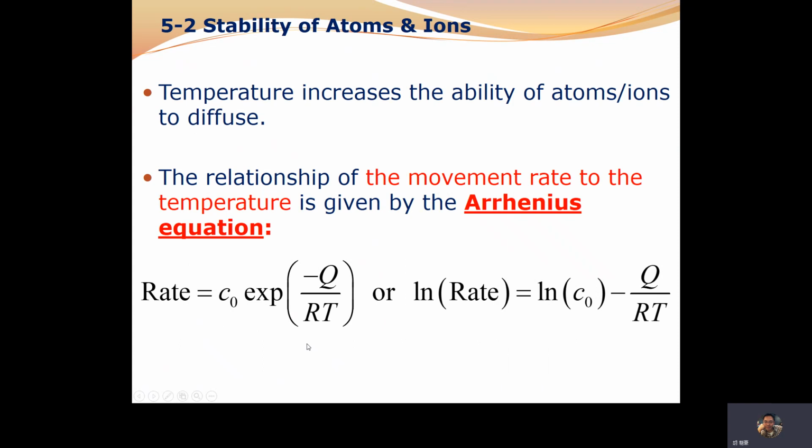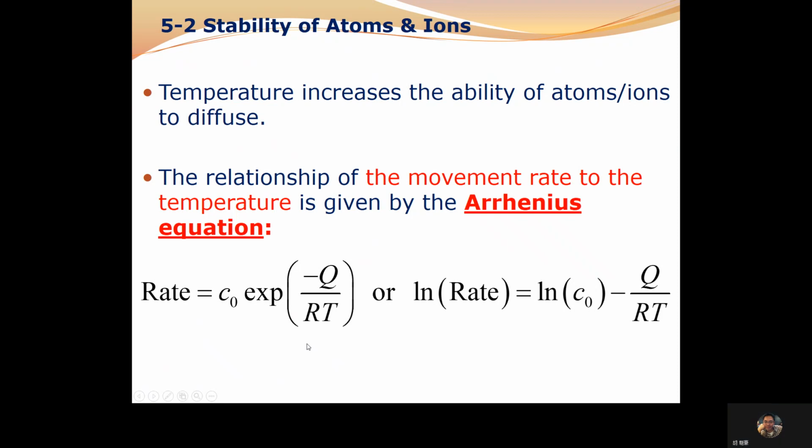When the temperature increases, what's going to happen to the diffusion process? The temperature increases the ability of atoms or ions to diffuse. As we mentioned, when the temperature changes, we must think of the relation of the movement rate to the temperature, and that is dominated by the Arrhenius equation that we already mentioned in the previous chapter, like the concentration of vacancies. How to evaluate the activation energy? We also use the Arrhenius equation.